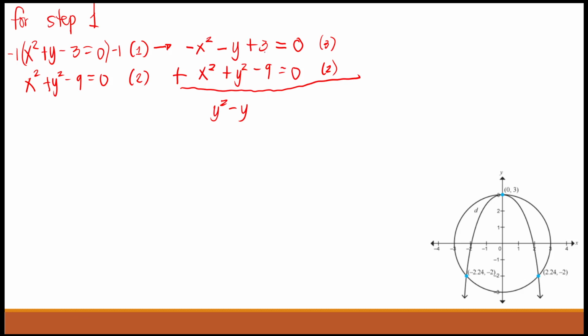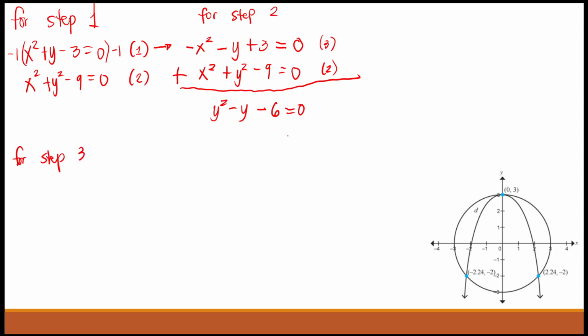However, positive 3 and negative 9 are the same numbers or the same constant, so we can add them. Positive 3 plus negative 9 is negative 6, and that is equal to 0. So we have another equation. Actually, this adding is already step 2. Yan, step 2.